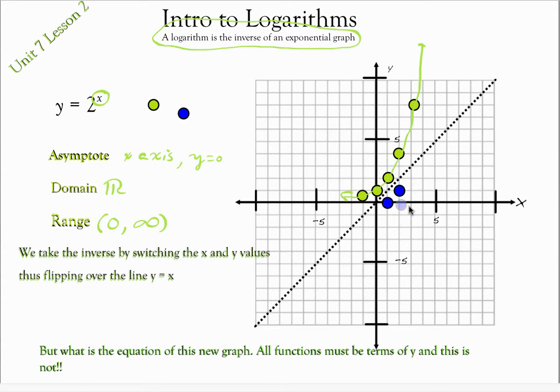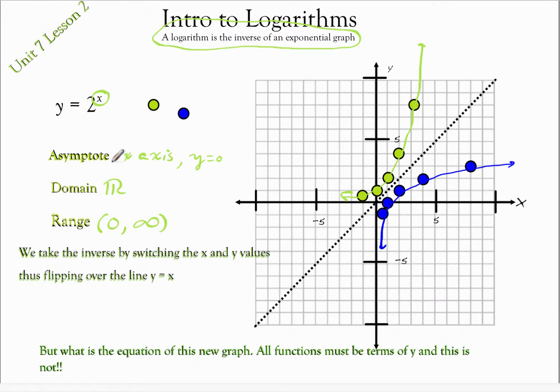And instead of this point being 2, 4, it becomes the point 4, 2. And instead of this point being the point 3, 8, it is the point 8, 3. And likewise over here, this is the point negative 1, a half. Will this be a half, negative 1? So when we do this line, this is what the logarithm to 2 to the x would look like, the inverse of it.